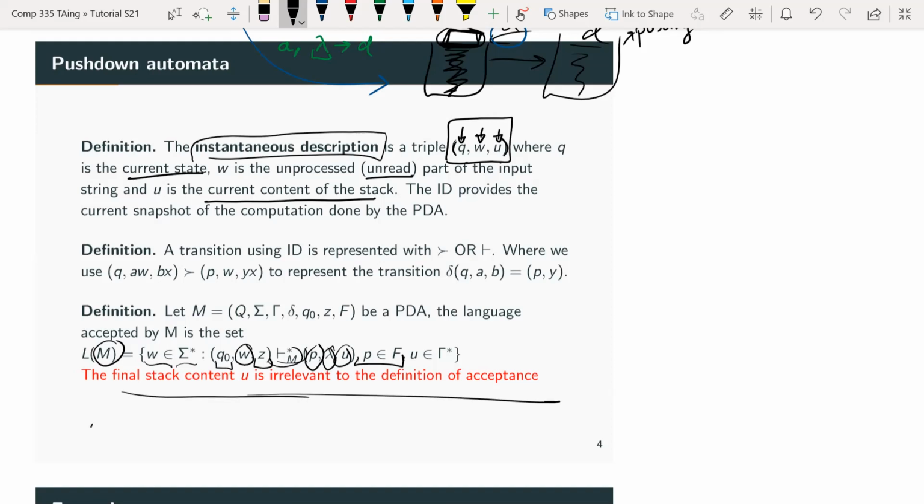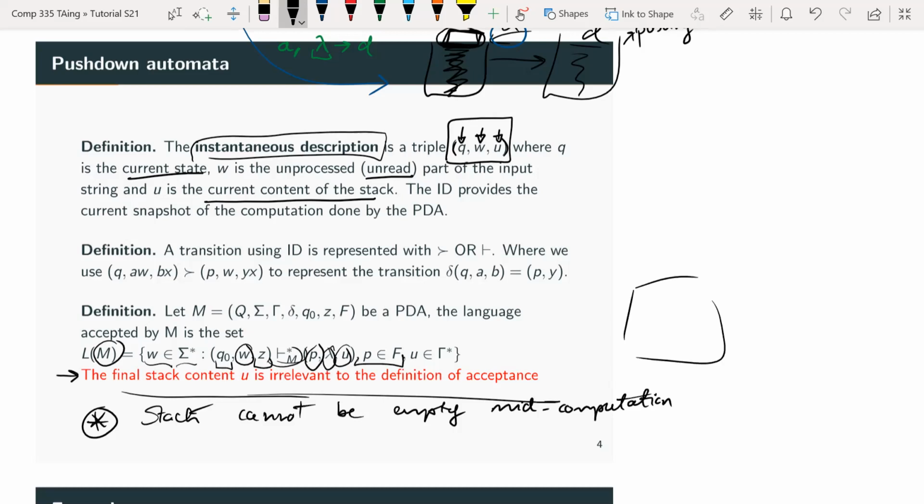And maybe one more thing: this is true, except there's a single exception, which is that your stack cannot be empty mid-computation. Meaning, let's say you have your machine and you have a state Q, with a transition A, lambda, lambda, that goes to P. So lambda, lambda, what does that mean? That just means that you don't change anything on your stack.